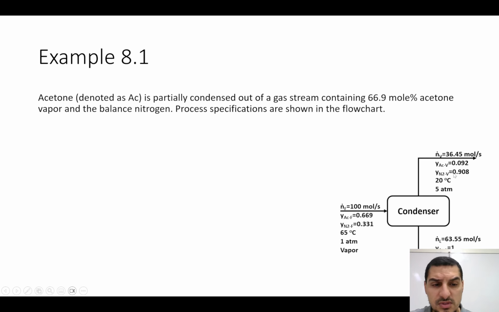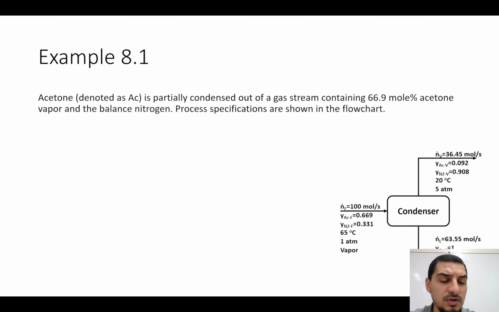It's 90 point something percent, almost 91%. And we recovered all the nitrogen in the top product. Part of the acetone escapes with the vapor stream, but most of the acetone is recovered in the liquid stream. You'll see here this is 66.9 moles of acetone in the feed. We have 63.5, which is a very big amount of it. It's more than 95%. So what we need to do is to know how much heat is removed from the condenser in order to achieve this separation.